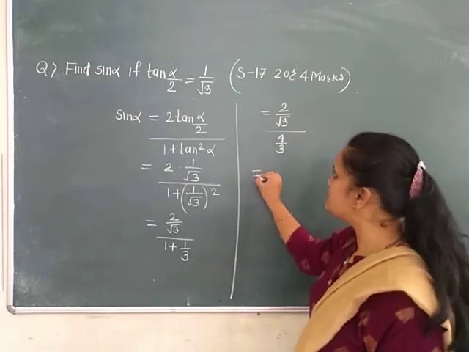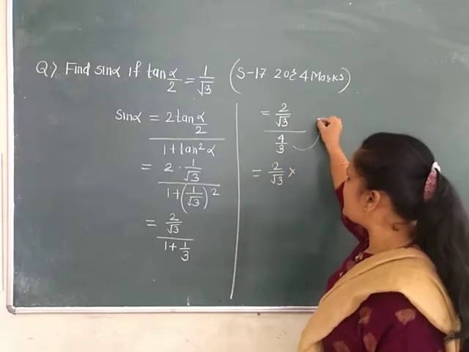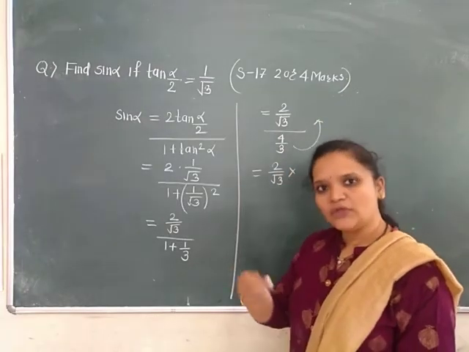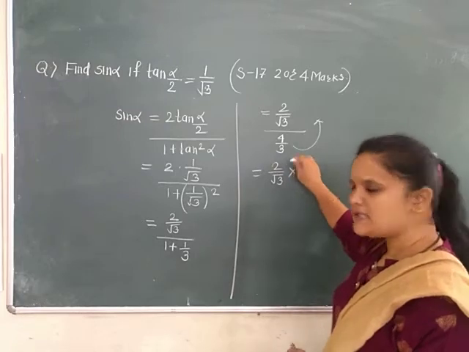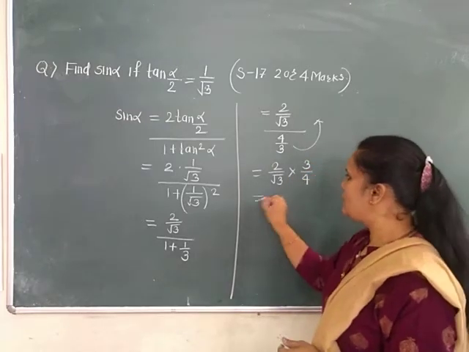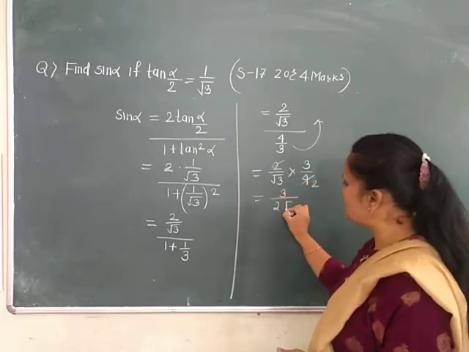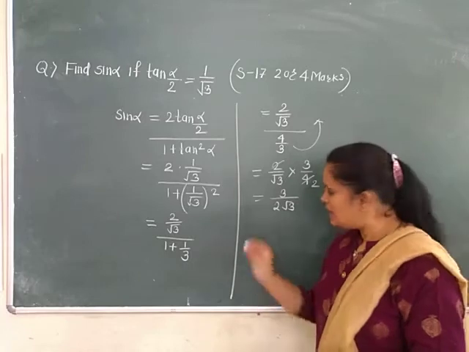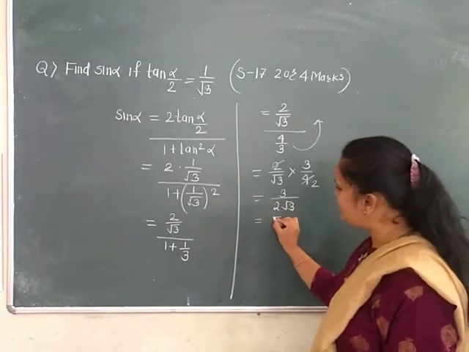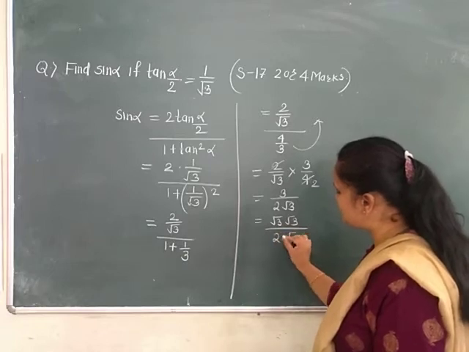Further to solve this, 2 upon root 3 into, now this if we shift to numerator, it becomes reciprocal, so it becomes 3 by 4 in this way. Now 2 2's are 4, so 3 upon 2 into root 3 we can write. Further to solve, 3 can be written as root 3 into root 3 upon 2 root 3.